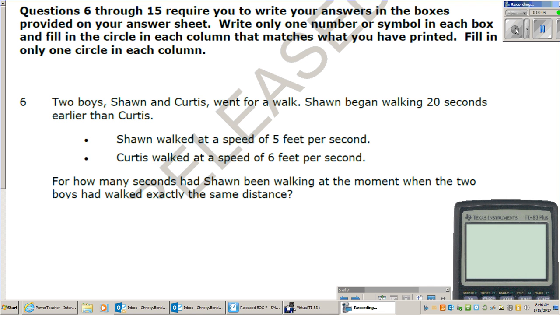I am going to work on the released EOC questions 6, 7, and 8 with you. If you notice, questions 6 through 15 require you to write your answers in the boxes provided on your answer sheet. Well, this does not apply to us because our school does test online, so you will have to enter your answers. This is an open-ended question. This is also in the No Calculator section of the test.